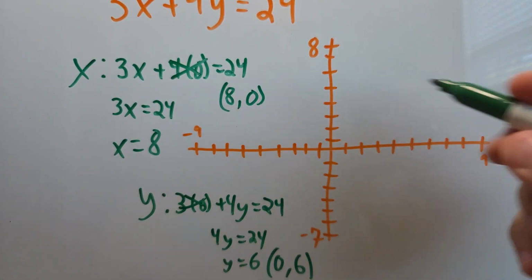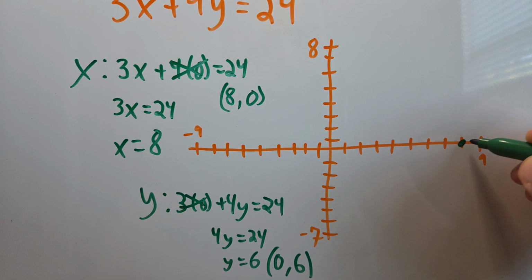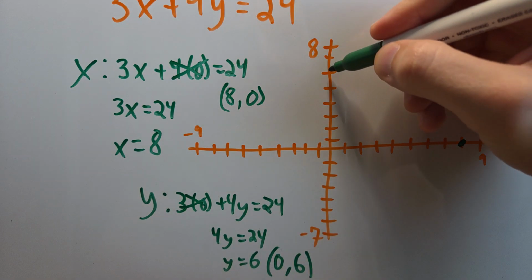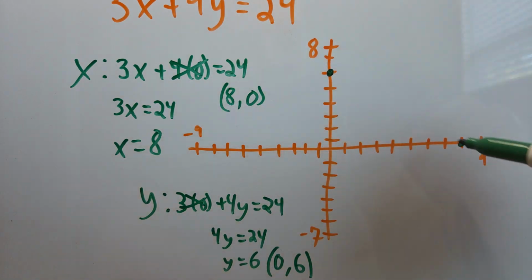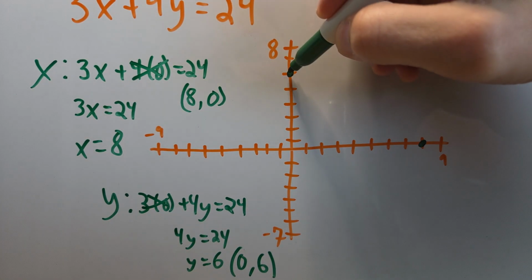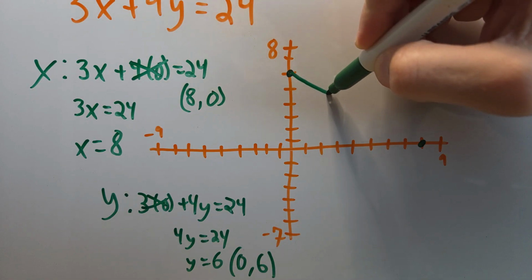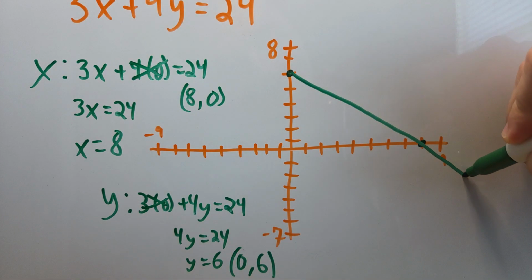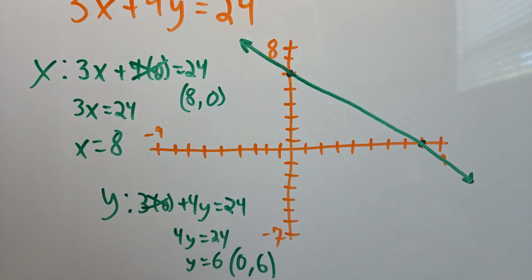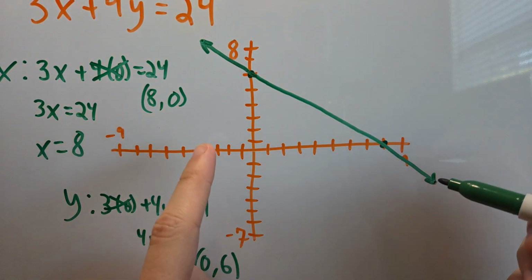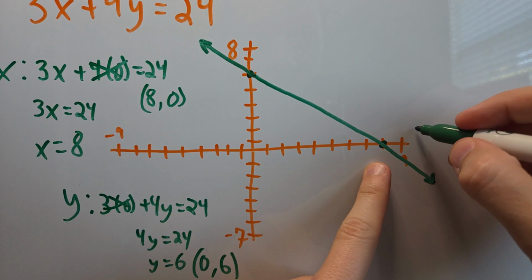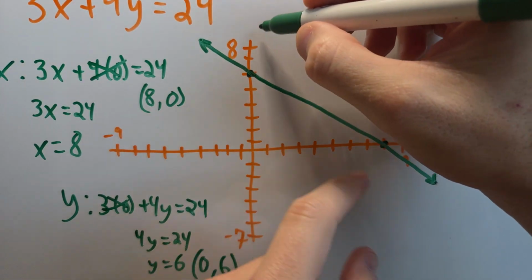My x-intercept is 8, 0. That's right over here on the x-axis. And then 0, 6 is my y-intercept. 1, 2, 3, 4, 5, right here. Connecting those two points will give me my line. So if I do that, this is what the line is going to look like. Now remember, the intercept lies on that particular axis. Here's the x-intercept, and there is the y-intercept.